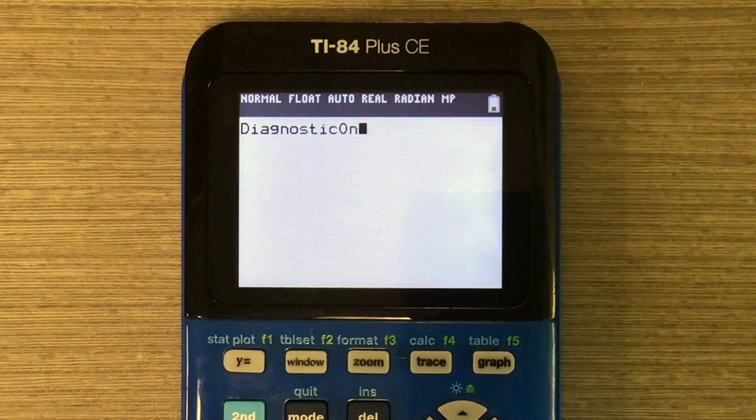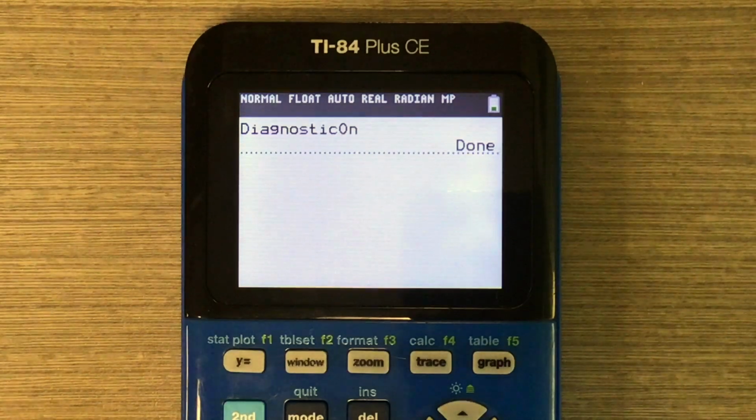It'll take you back to the home screen, and you're going to want to hit enter again. Once you do this, you should be good. The only reason why the diagnostic would turn off again is if your calculator does a hard reset, which might happen sometimes. So if you ever find yourself needing it on and you aren't quite sure, you can ask or revisit this video. So now let's go ahead and go back to our linear regression.